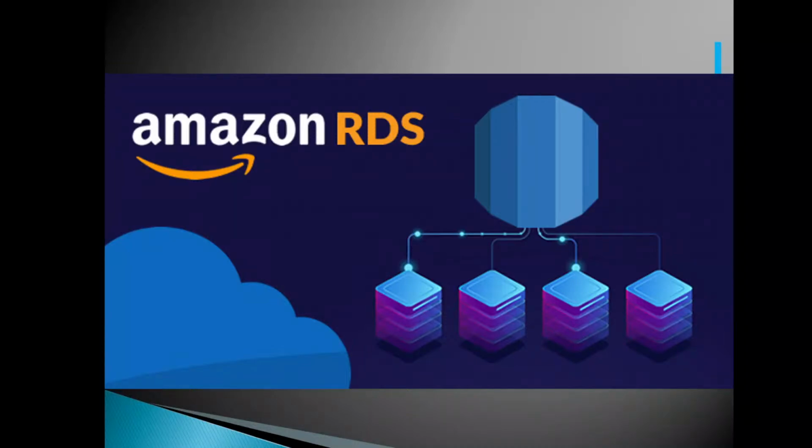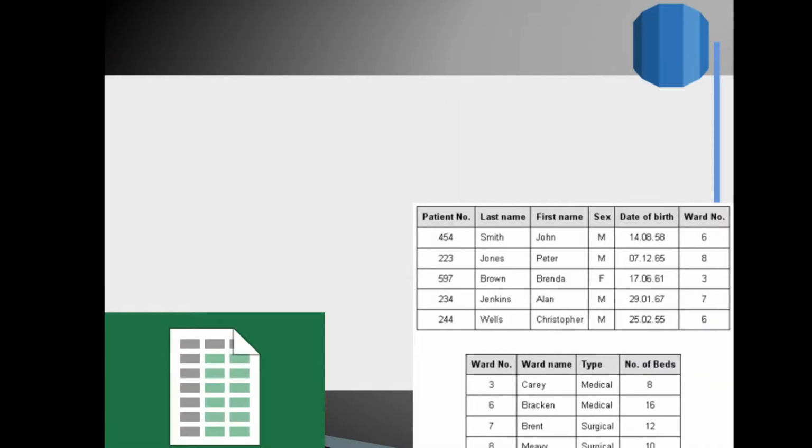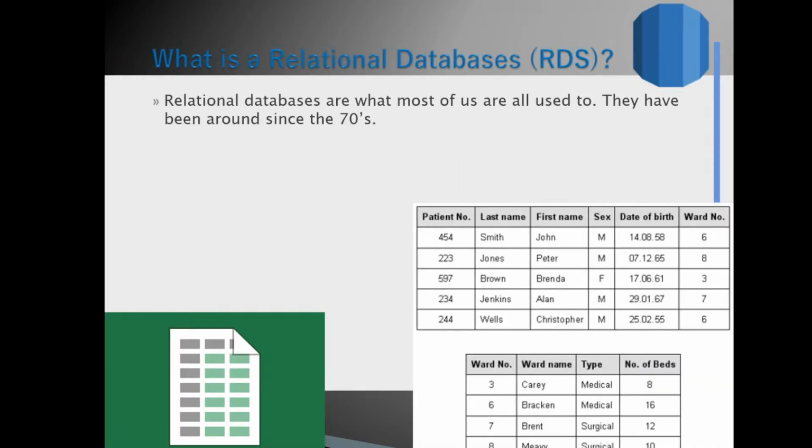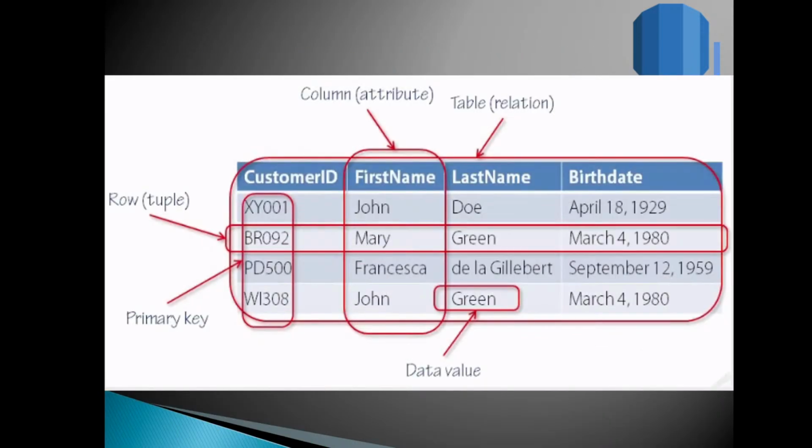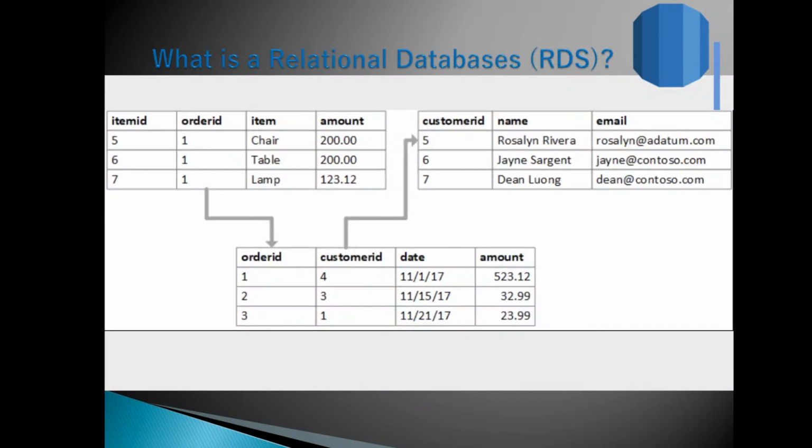So, yesterday, on Monday, we learned about RDS. What is RDS? Basics of RDS. RDS is a relational database in the cloud. Before that, we have to understand what a relational database is. It is a database engine which deals with structured data, right?